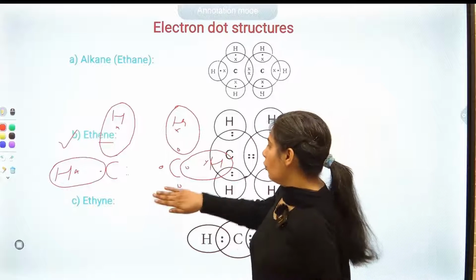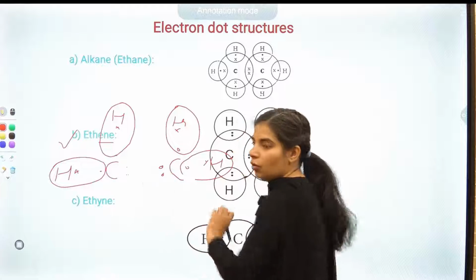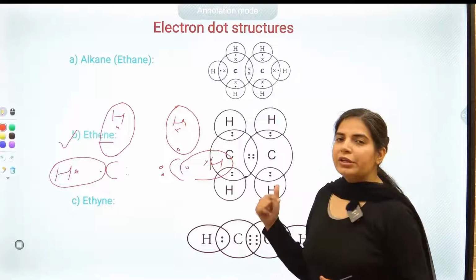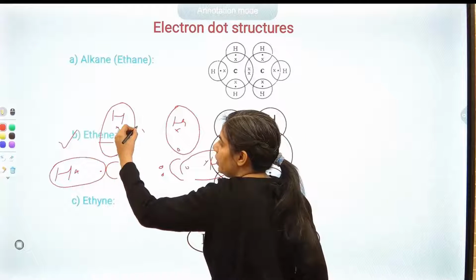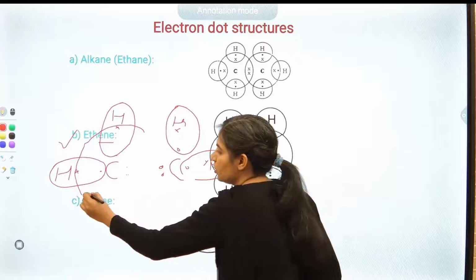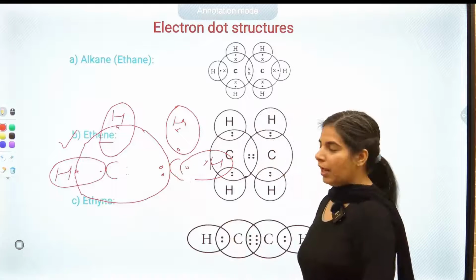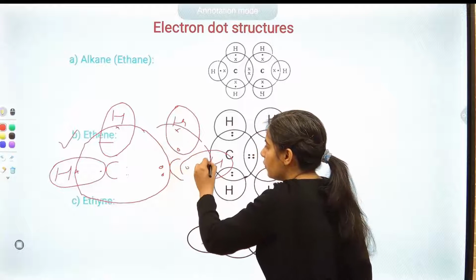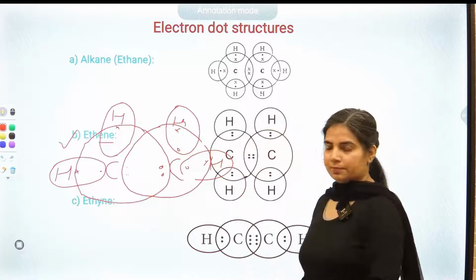And here we are left with 2 electrons of each carbon that are unshared. And we need to complete the octet. So in order to complete the octet, carbon is going to share the 2 electrons from the hydrogen and the rest 2 electrons from the neighboring carbon. And same, in that case, carbon is sharing 2 electrons from the hydrogens and 2 from the neighboring carbon.